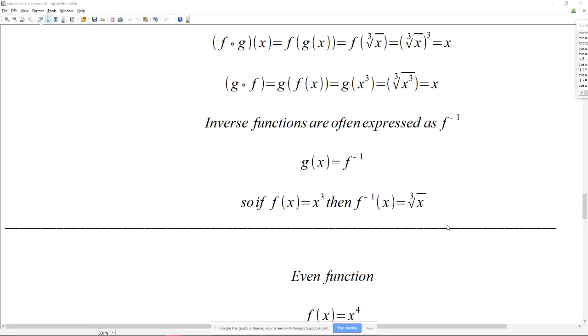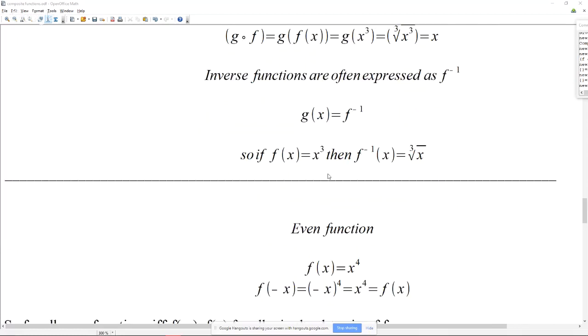All right, so moving on here. If f of x is equal to x cubed, then what's the inverse function? What's the inverse function of x cubed? Third root of x, right?